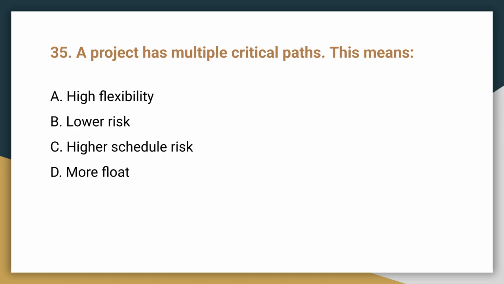Question 35. A project has multiple critical paths. This means. The correct answer is C, higher schedule risk. Multiple critical paths mean more paths must be managed tightly to avoid delays.